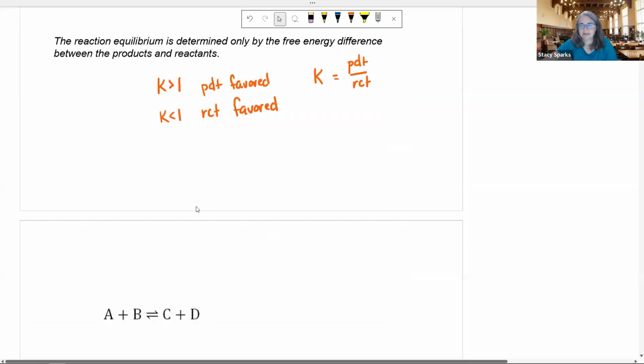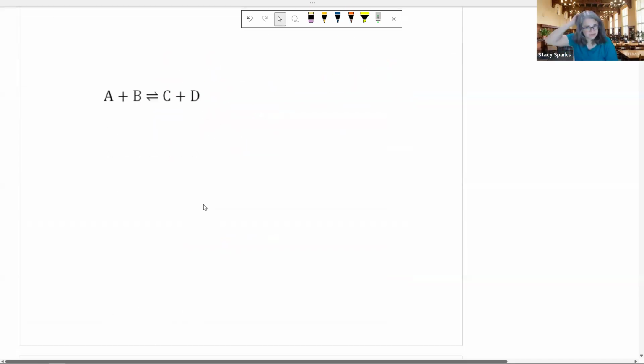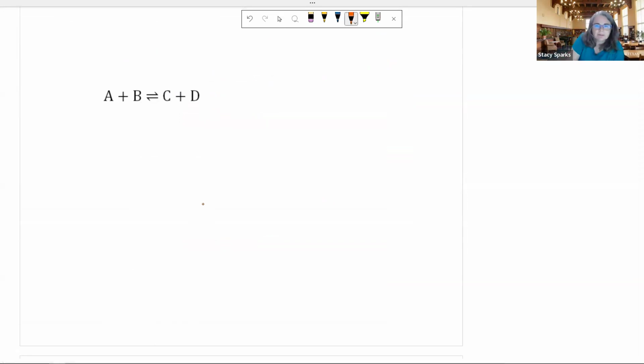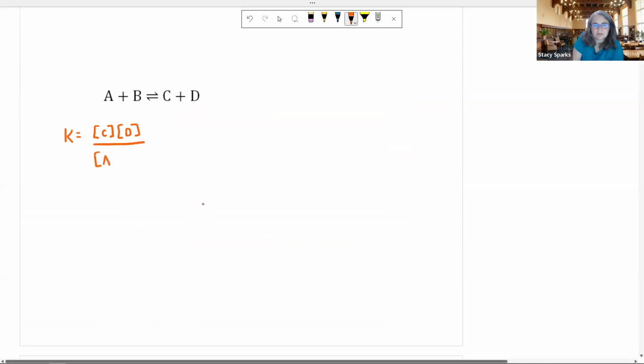So let's look at an example reaction. Just a generic A plus B goes to C plus D. If I was going to write my K expression, my equilibrium constant, it's products, so C times D over reactants. And each of them is raised to its coefficient in the balanced chemical equation. Here they're all 1. But if I had like a 2 here, then this would be squared. But I'm going to erase those because that's not what this equation was.